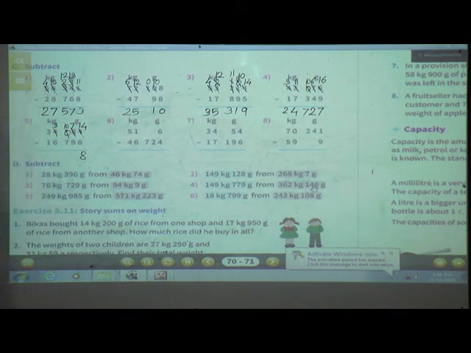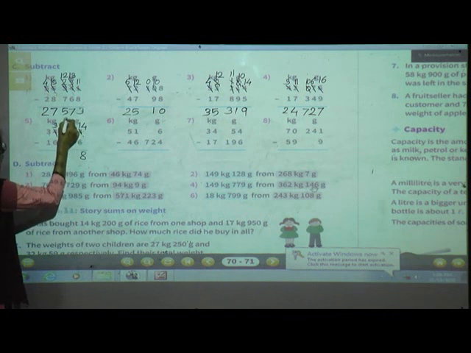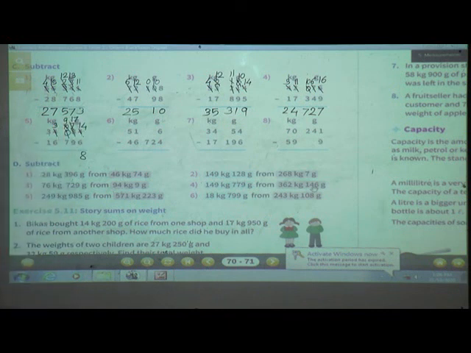Now from this 10 we will take one borrow. So here 9 will remain and this 7 will become 17. Now 17 minus 9. After 9, you have to count your fingers till 17. So 17 minus 9, yes, 8. Now see this column, 9 and here 7 is there. 9 minus 7, 2. Now we will move to the kilograms column.